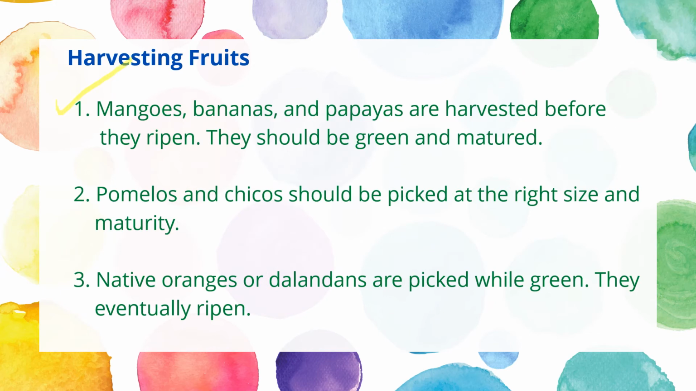Mangoes, bananas, and papayas are harvested before they ripen. They should be green and matured. Pomelos and chicos should be picked at the right size and maturity. Native oranges or dalandans are picked while green. They eventually ripen.